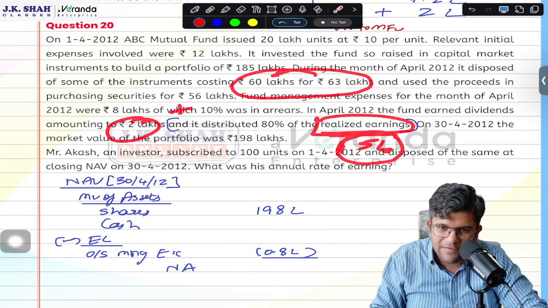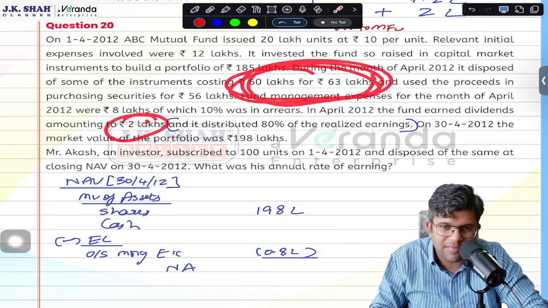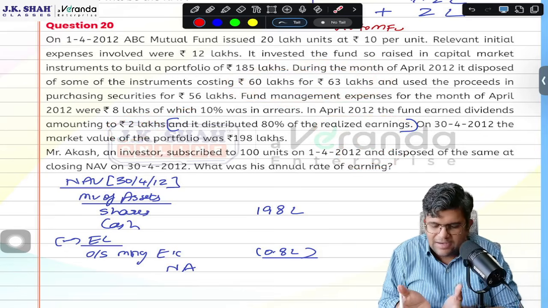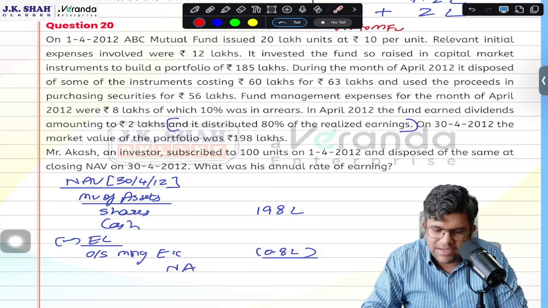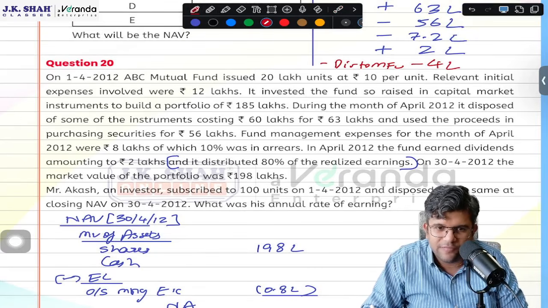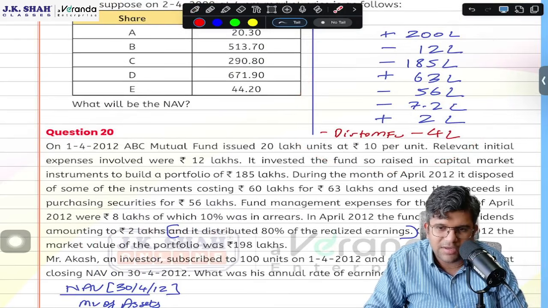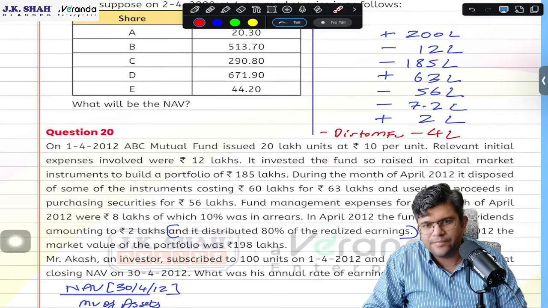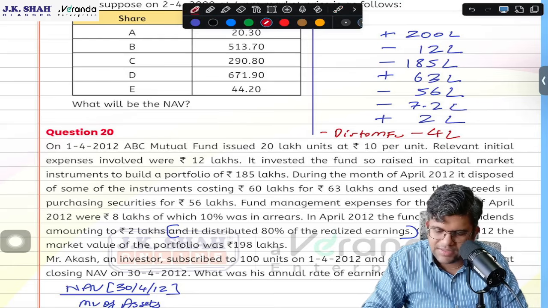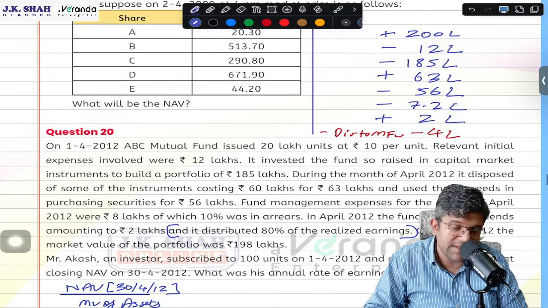So 5 lakh rupees realized earning: 2 lakh it got from dividends and 3 lakh it got from capital gains. Total 5 lakh realized earning. Out of that 80% it distributed. Can I say 4 lakh will be subtracted from here? Everybody clear with this? 5 lakh into 80%. Can someone now do the math and tell me how much is the closing cash balance? Closing cash balance comes to rupees 80,000. Got it, everybody?